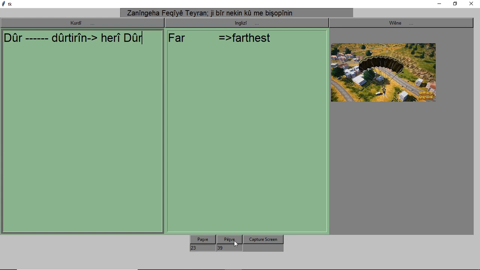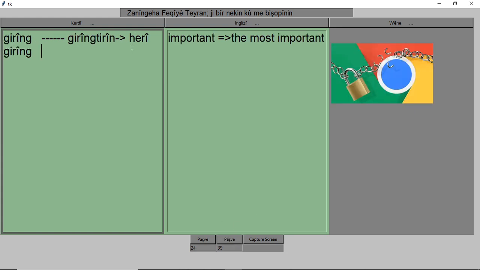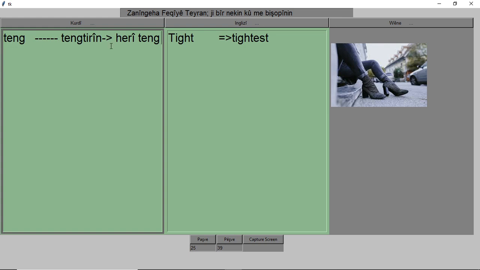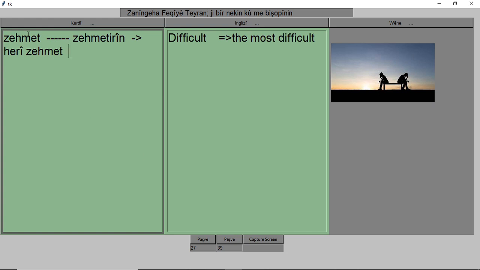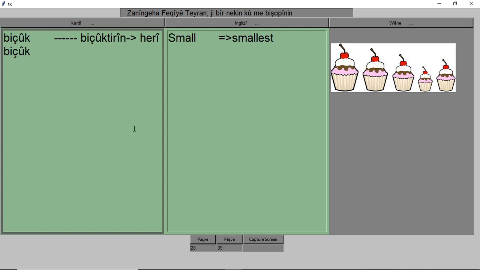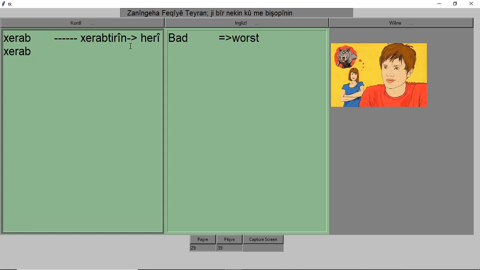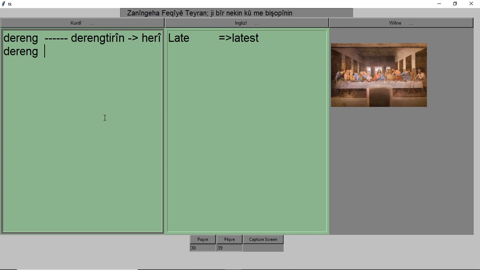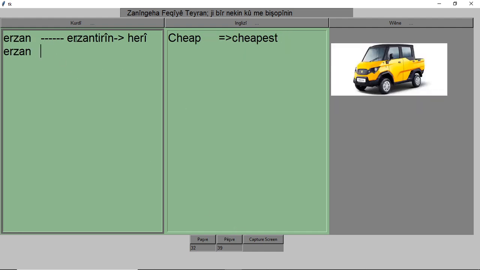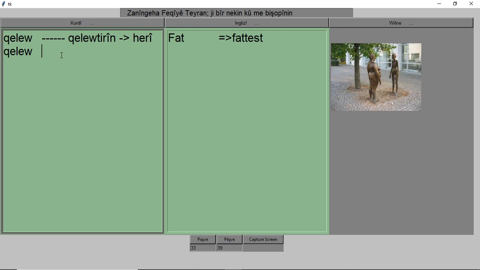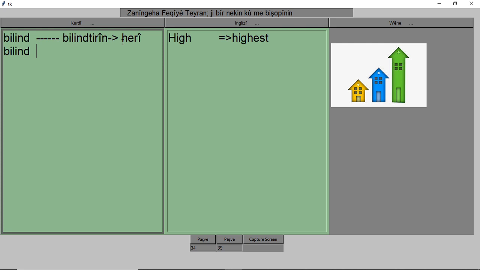durterin hari dur, gringterin hari gring, tangterin hari tang, badavterin hari badav, zahmetterin hari zahmet, bichukterin hari bichuk, kharabterin hari kharab, darangterin hari darang, rahatterin hari rahat, erzanterin hari erzan, qalavterin hari qalav, balandterin hari baland.